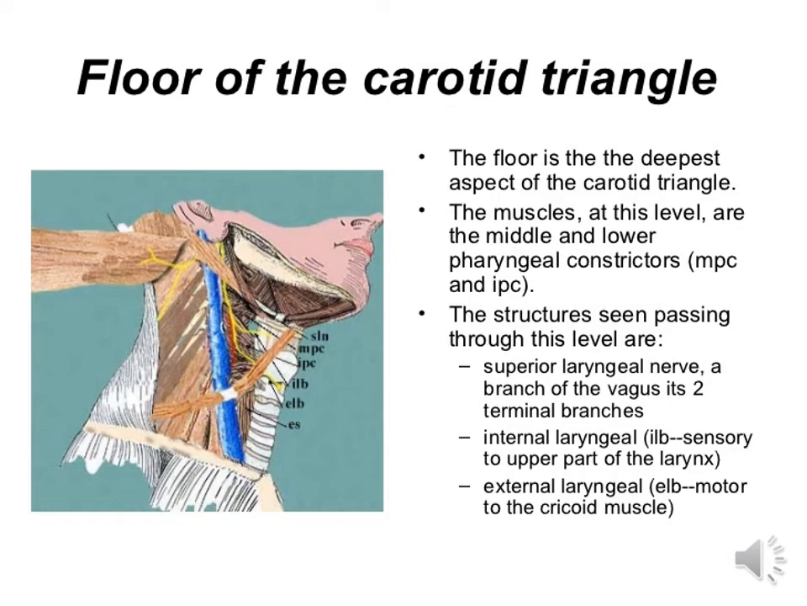The floor of the carotid triangle is the deepest aspect of the carotid triangle. The muscles at this level are the middle and inferior pharyngeal constrictors. The structures seen passing through this level are the superior laryngeal nerve, a branch of the vagus. It has two terminal branches. The internal laryngeal nerve is sensory to the upper part of the larynx. The external laryngeal nerve is motor to the cricothyroid muscle.